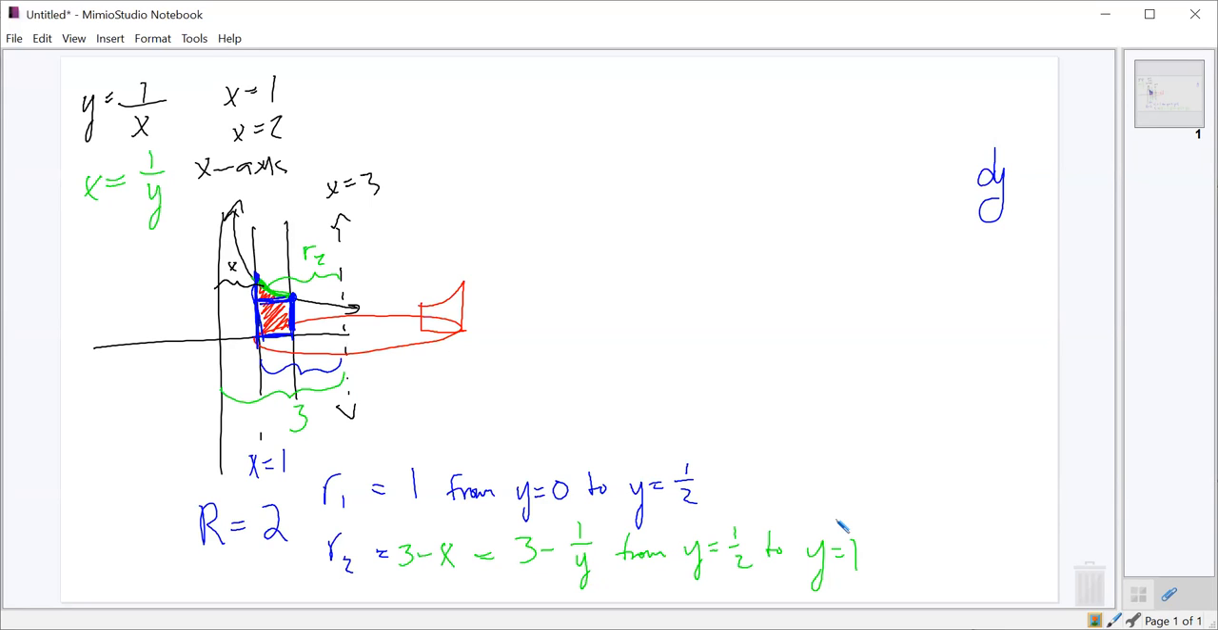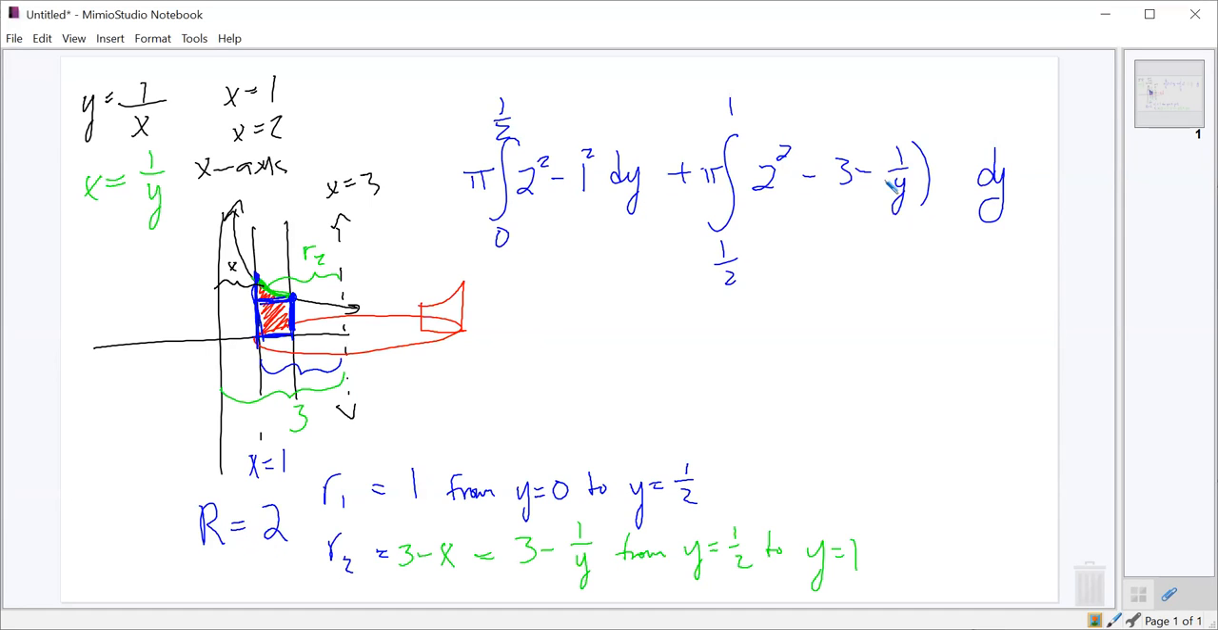Wonderful. Okay, so now we're just going to set this up into two different integrals. One will be pi times the integral from 0 to 1/2 of that outer radius squared minus the inner radius squared dy. And then we'll add to that pi times another integral from 1/2 to 1 of the same outer radius, because that doesn't change, squared minus the inner radius squared dy. And that's the setup for this.